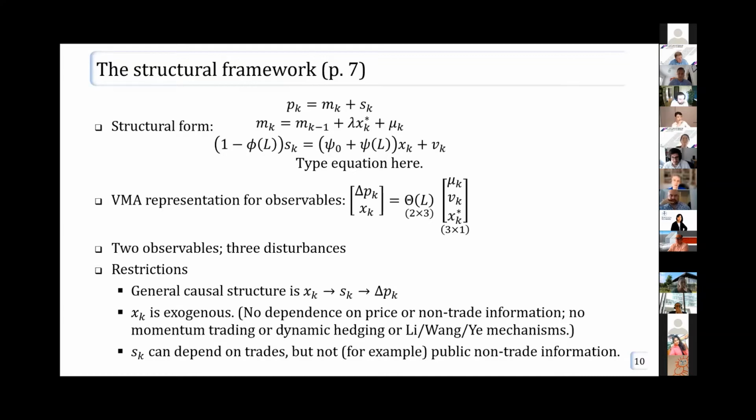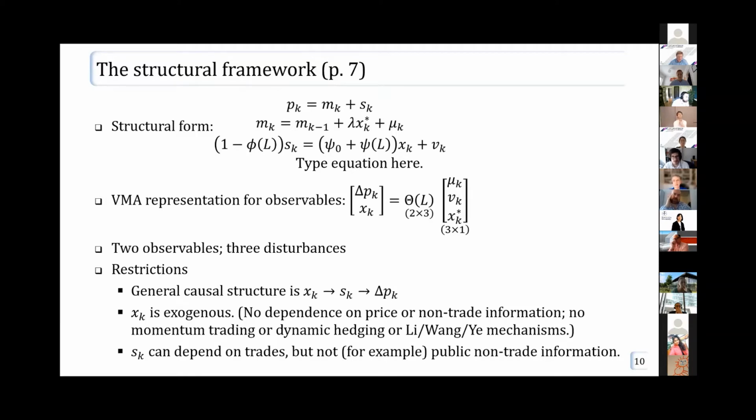So where do the restrictions come from? In this causal structure, the first thing that happens is trades, they feed into the pricing error, and that also feeds into the price change. The order flow is exogenous, and this means that there's no dependence on price. There's no dependence on non-trade information. This is going to rule out momentum trading. It will rule out dynamic hedging. It will rule out these Li Wang Yi type mechanisms.